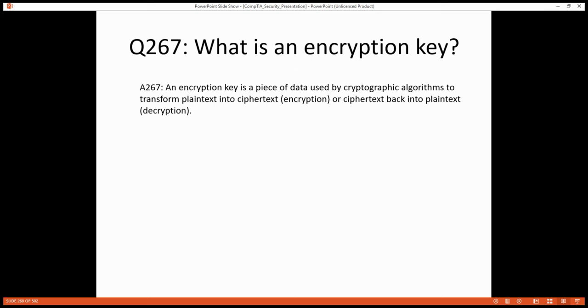Q267. What is an encryption key? A267. An encryption key is a piece of data used by cryptographic algorithms to transform plaintext into ciphertext (encryption), or ciphertext back into plaintext (decryption).